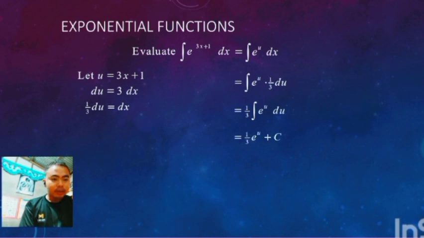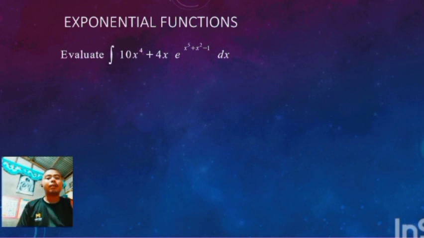And so we're going to multiply 1/3 to e raised to u, we get 1/3 e^u, and then we add plus c because that's our indefinite integration. So for our final answer, we need to substitute back the u, so we get a final answer of 1/3 e raised to 3x plus 1 plus c, and that is our final answer.